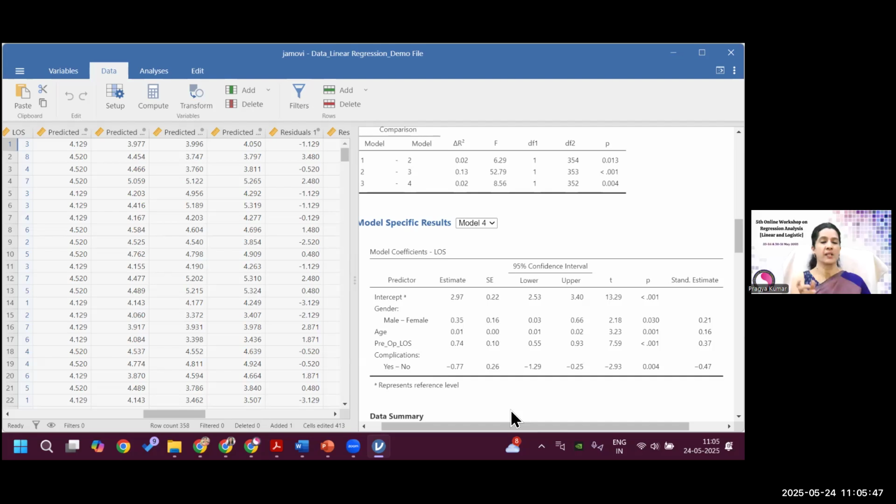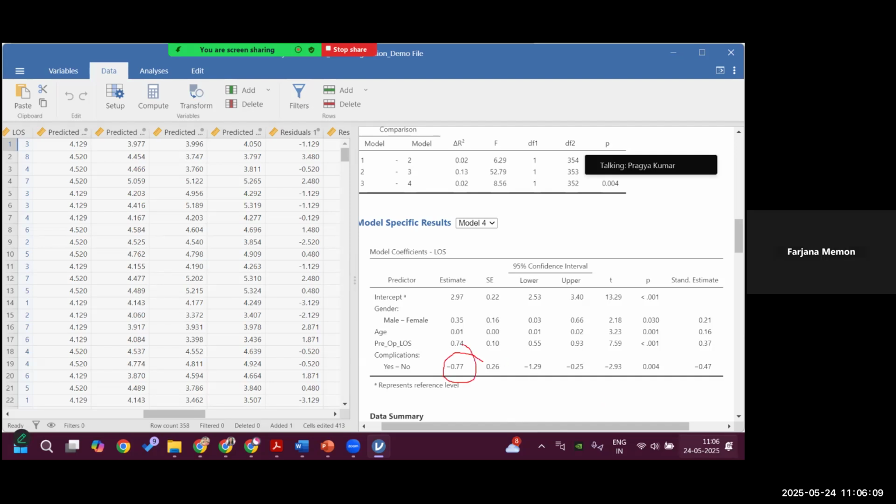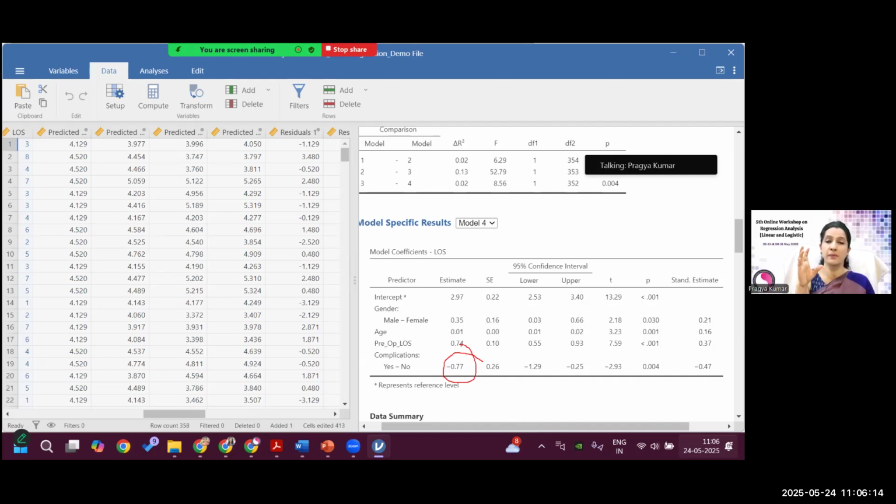Remember, just now we discussed the mean difference in the independent sample t-test. Can you recall? In inferential statistics, we have learned that the independent sample t-test tells you the mean difference between the two groups. This beta also gives you the mean difference only. But again, it is an adjusted one. That means there it was a raw one, only one variable. Here it gives you the effect of complications keeping other variables constant. That means it has taken into account the other variables.